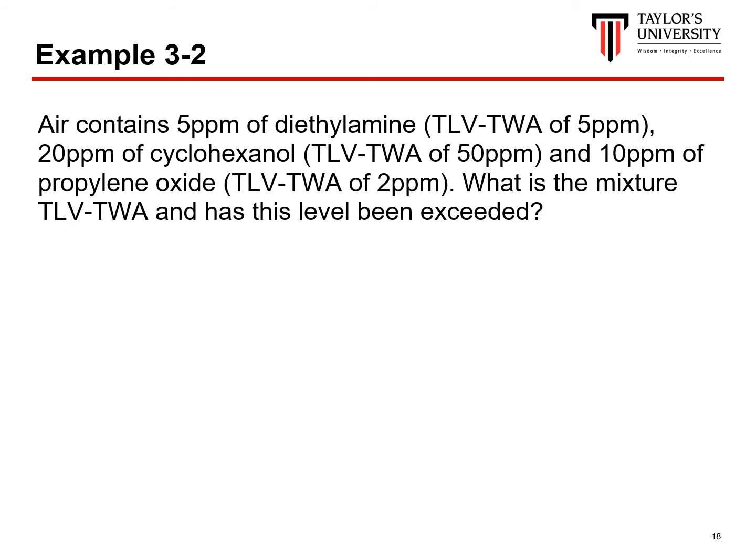So now we have an example here, example 3.2. Air contains 5 ppm of diethylamine, which has a TWA of 5 ppm, 20 ppm of cyclohexanol with a TWA of 50 ppm, and 10 ppm of propylene oxide with a TWA of 2 ppm. What is the mixture TWA and has this level been exceeded? So there are two methods to do this. Let's look at method one first.